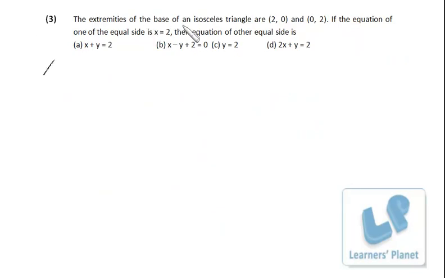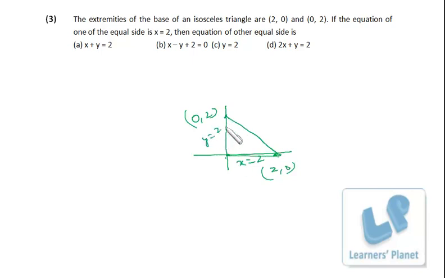The extremities of the base of an isosceles triangle are these. If the equation of one of the equal sides is this, and the equation of the other side is, okay, so that is (2, 0), this is (0, 2), and this is the base. If the equation of one side is x is equal to 2, now this length should be equal to this length. So if it is x is equal to 2, it should be equal to y is equal to 2, right? So that's pretty simple.